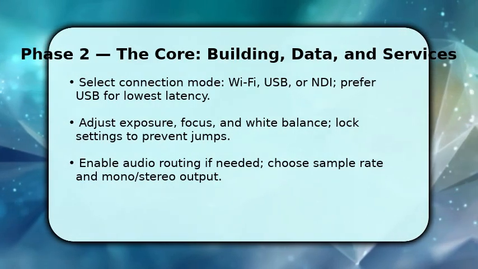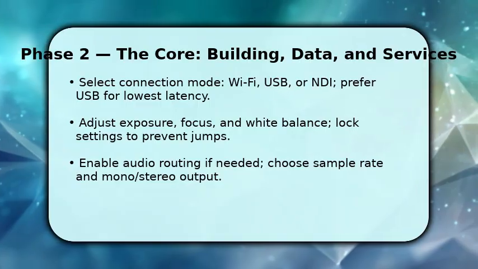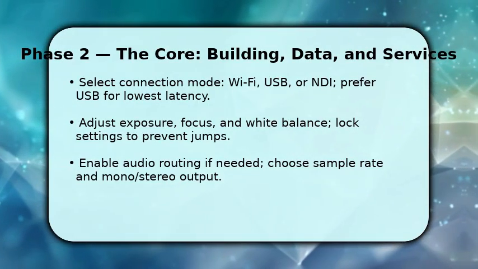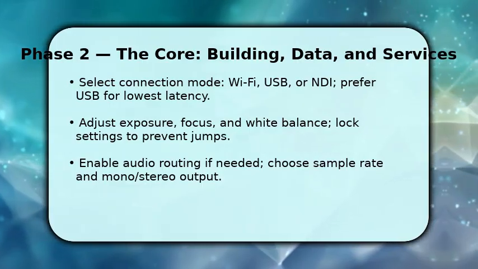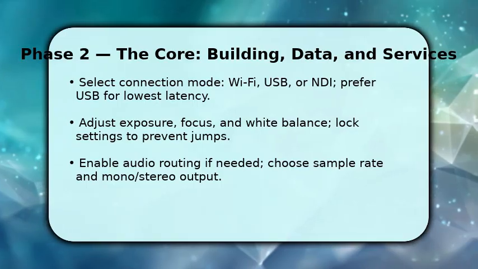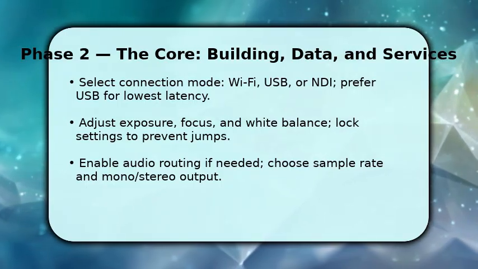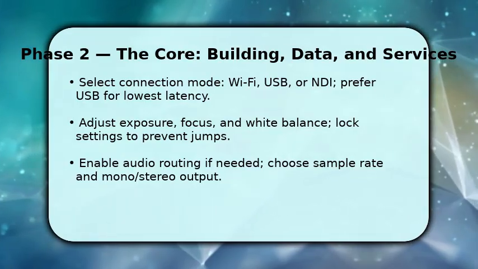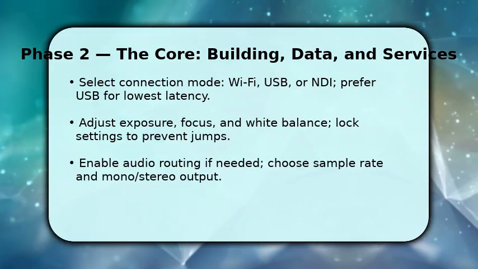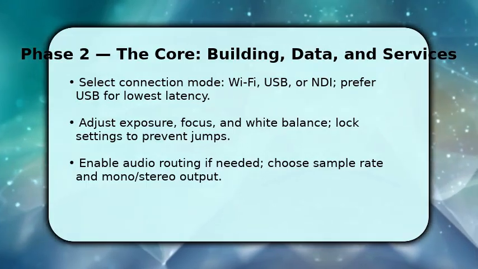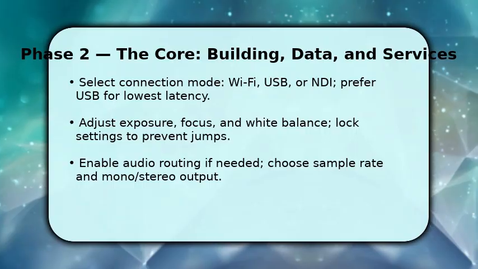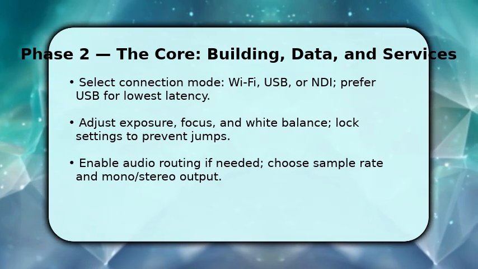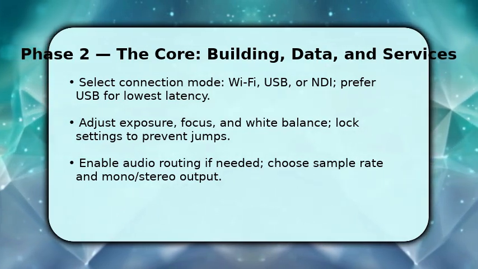Next, configure the connection and camera settings to ensure smooth streaming. Choose between Wi-Fi, USB, or NDI. USB gives the lowest latency, while NDI is flexible for networks. Then adjust exposure, focus, and white balance, and lock them so the image won't jump during your session, since automatic adjustments can distract viewers. If you need audio, enable routing inside the app and set the sample rate and mono or stereo output. Make sure your microphone levels are healthy before you go live.